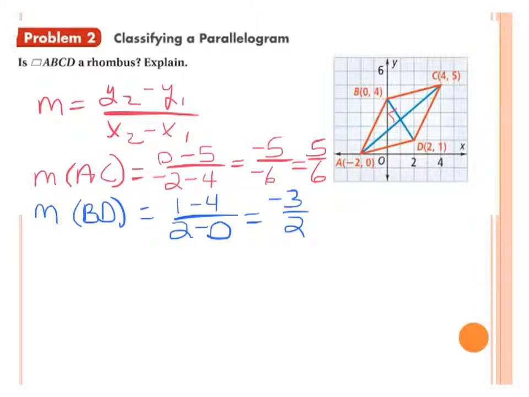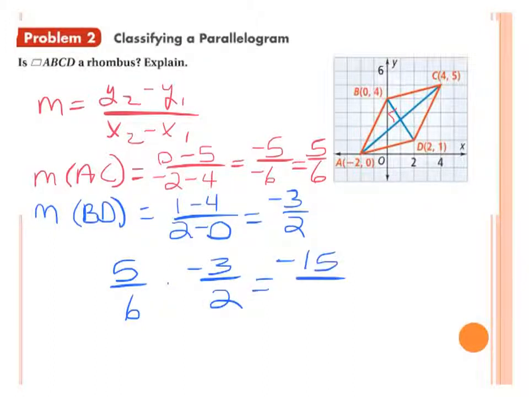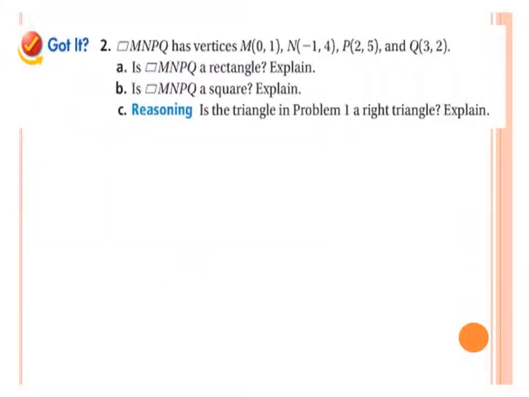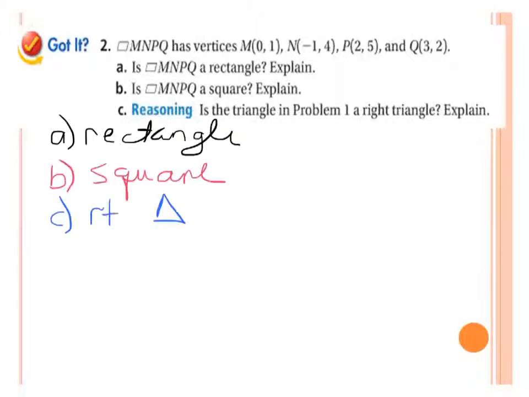Another way you can check is to multiply your slopes together. When you multiply them, you should get negative 1. And we get negative 15 over 12. Okay, the next one is a got it. I'm going to put all the answers on for you, so go ahead and pause and let's see if you can get it right.